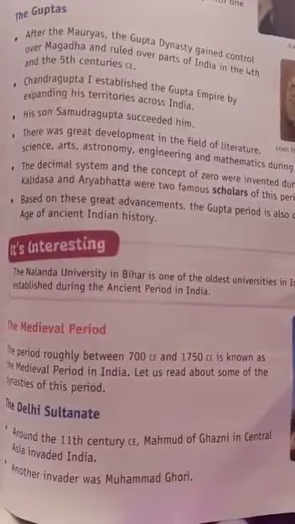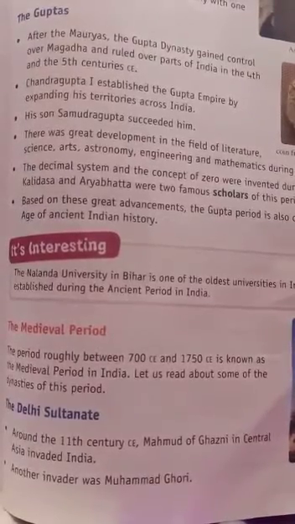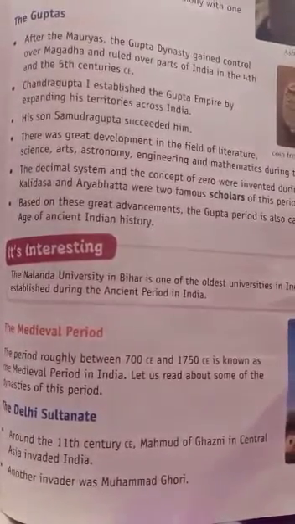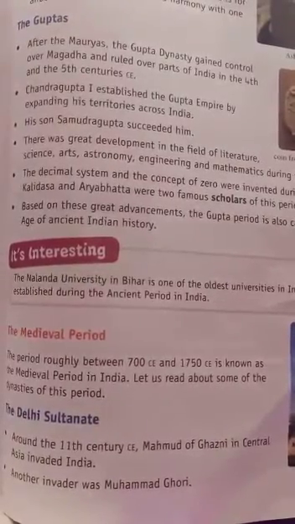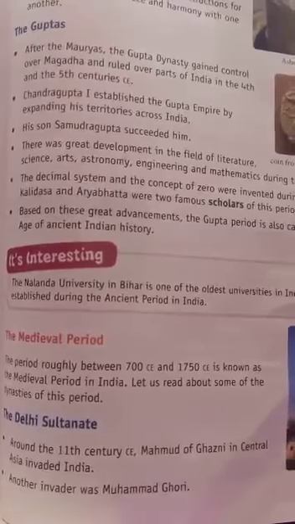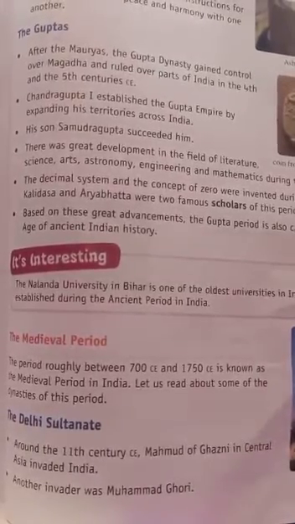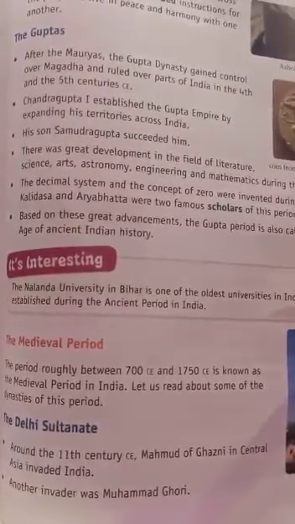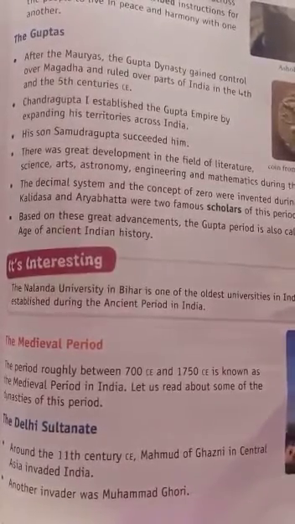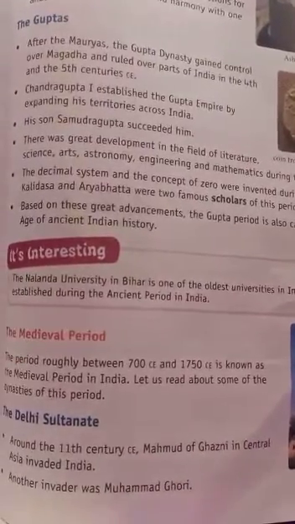Okay. So after the end of the Mauryan dynasty, there was another dynasty which was called the Guptas. Their dynasty came into power and they gained control over Magadha, and they started ruling over parts of India in the 4th and the 5th centuries CE.